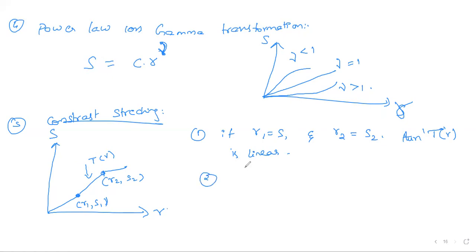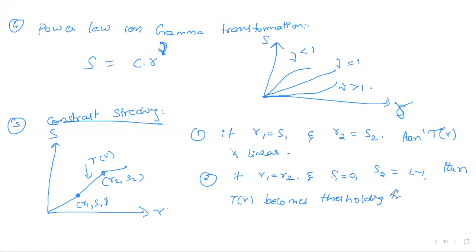Second case: if r1 is equal to r2, and s1 is equal to 0, s2 is equal to L minus 1, then T of r becomes a thresholding function.